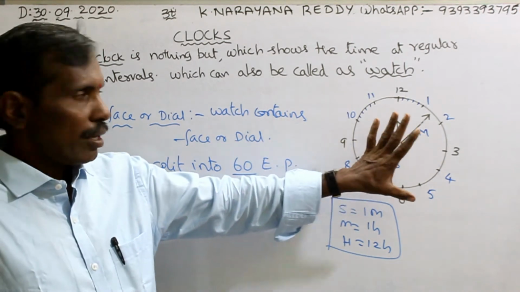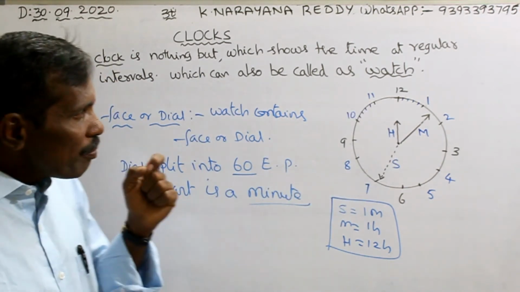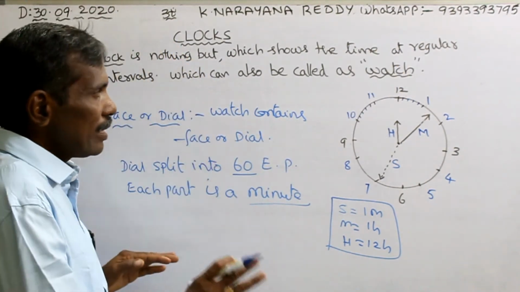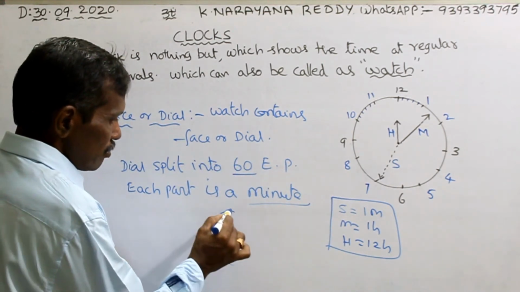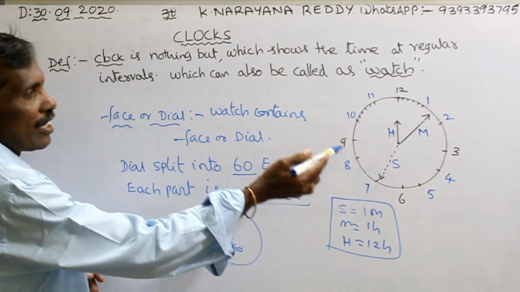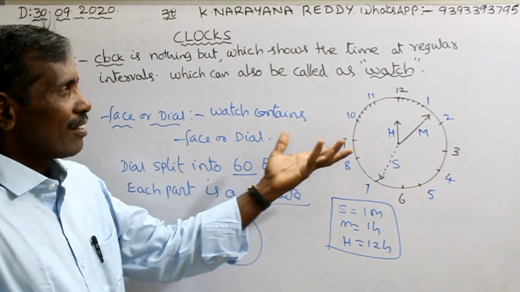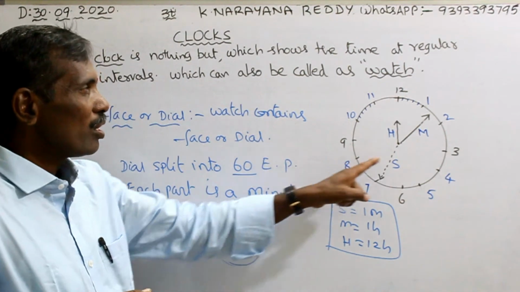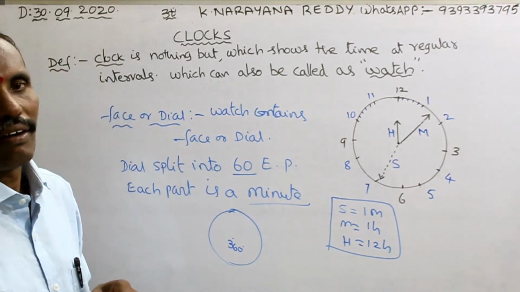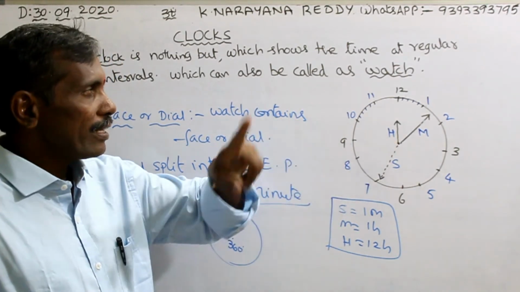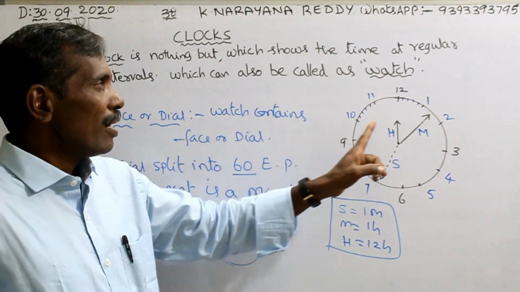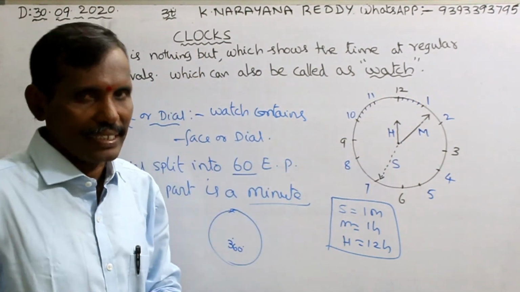Now, we want to know a little bit about the difference between these two hands. See here, the angle in a circle is 360 degrees. You know that. A clock is nothing but a circle. So these needles, these hands, make an angle of 360 degrees at the center by the completion of one revolution or one rotation. So here, the minute hand makes 360 degrees in 1 hour.